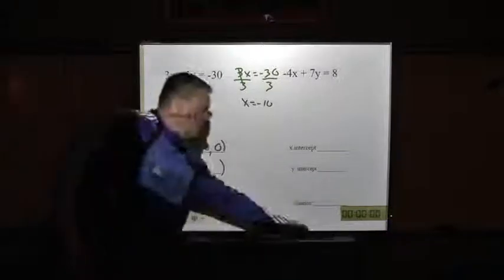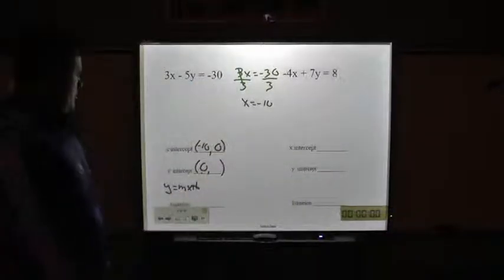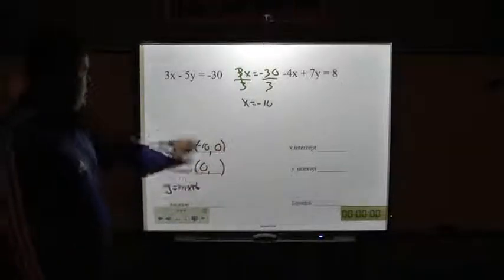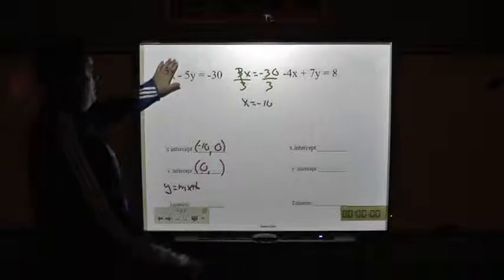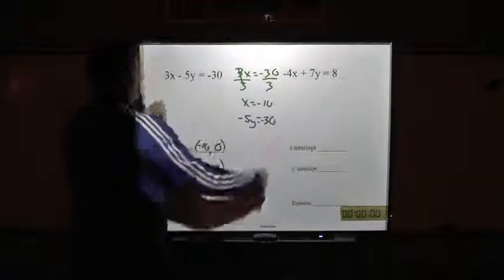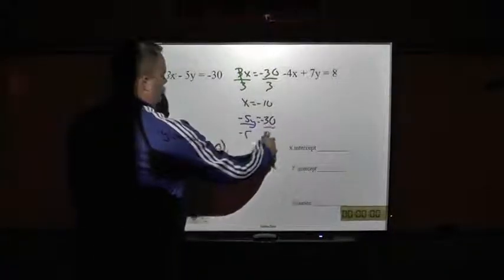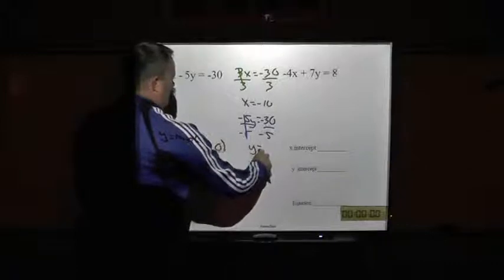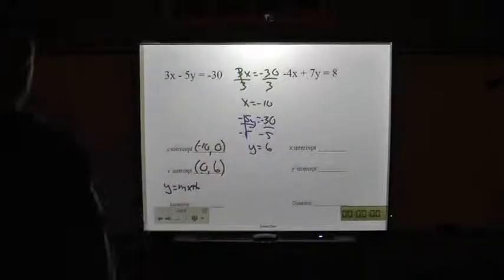Now, solve for your y-intercept. When we look at this, what's going to be 0? Your x-coordinate. So 3 times 0 is 0. So all you have left is just negative 5y equals negative 30. Solve that one. Divide both sides by negative 5. Y equals 6. Alright. So we have those two.